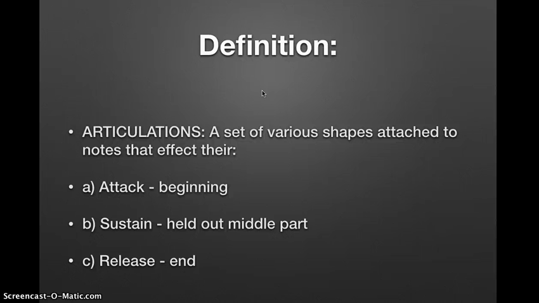So here's my definition. This is the D.W., Dave Withrow, articulations definition related to music. It's a set of shapes that we attach above or below notes, and it's going to have an effect on these three pieces of the note. The beginning, called the attack of the note, or the middle, the held out part, called the sustain, or the end of the note, called the release. The attack, sustain, and release.